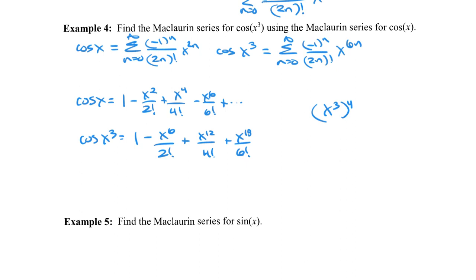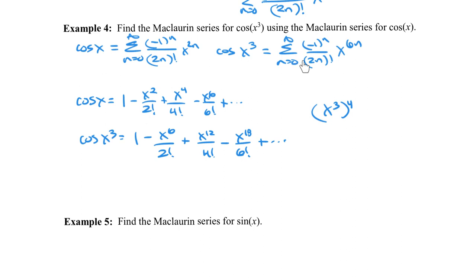x to the 18th over 6 factorial. Oh, I keep putting a plus there, don't I? It's going to be a minus. So we'll go minus this, then plus dot, dot, dot. So if we're starting with sigma notation, we get this. If we're starting with expanded form, we get this. But they're the same, right?